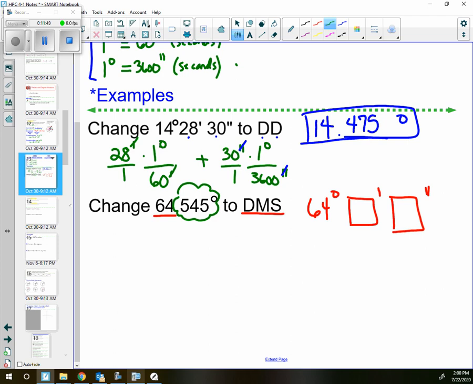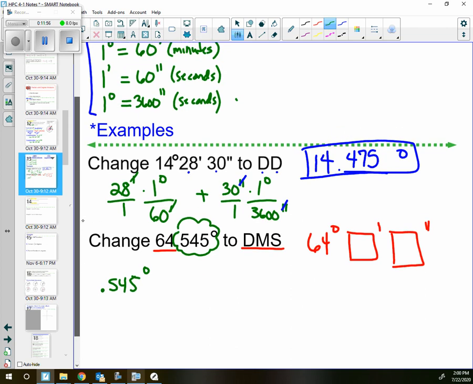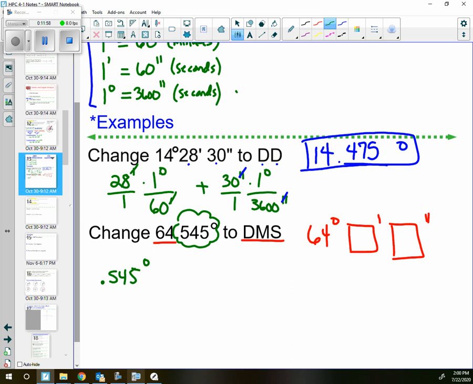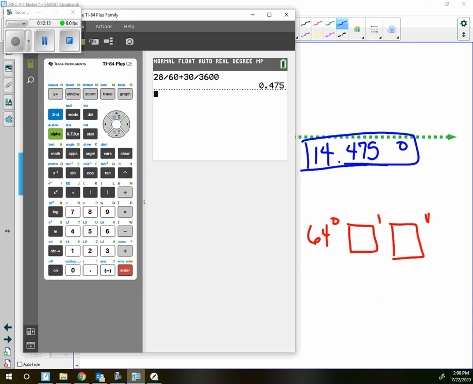All right, so how do we convert 0.545 degrees into, we'll do minutes first. So how many minutes are there in a degree? 60. So I'm going to do 60 minutes per 1 degree. So do our dimensional analysis here. We're going to start with that and see how many we have. So again, the degrees are going to cancel. We're going to be left with minutes. All right, so we're going to take 0.545 times 60. And that gives me 32.7.